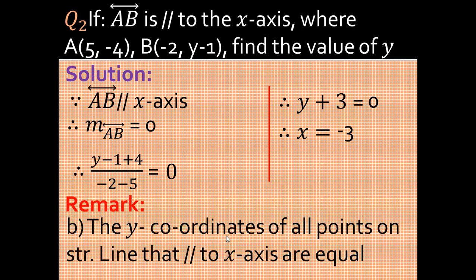Remark: if the y coordinates of all points on a straight line parallel to the x-axis are equal, then the y coordinates of all points on the straight line which is parallel to the x-axis are equal.